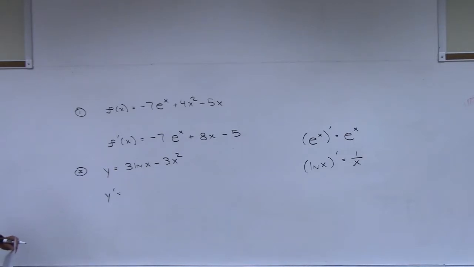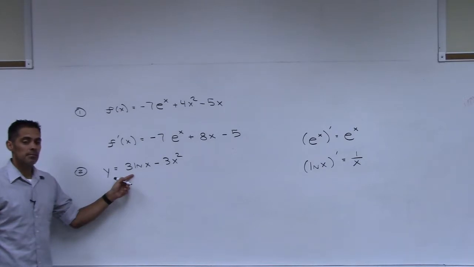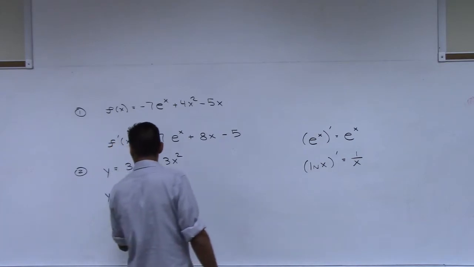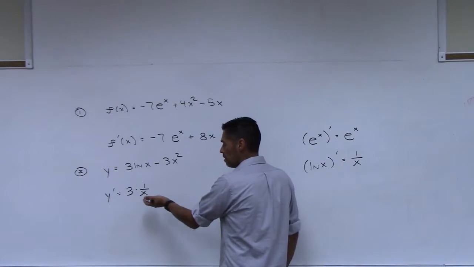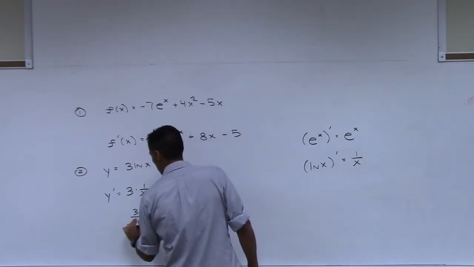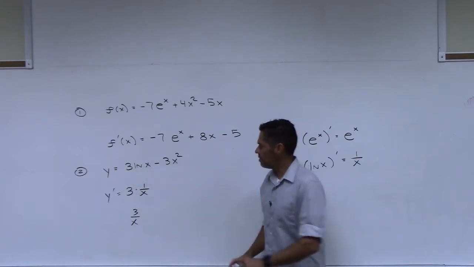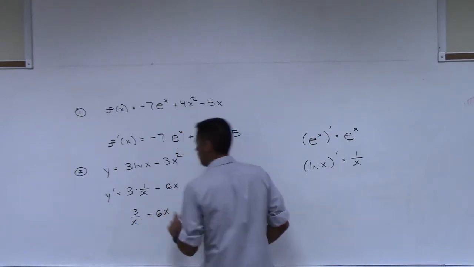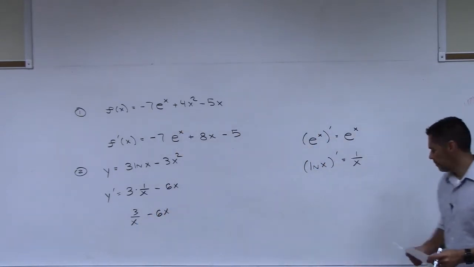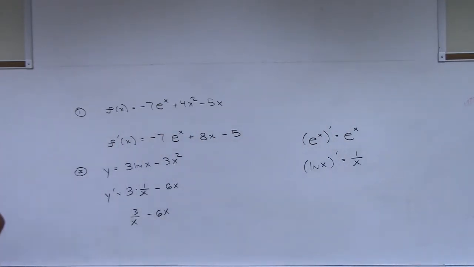All right, so what do we have? 3 over x. Okay, so you can write that two different ways. You can write that 3 times 1 over x. That would be correct. Or you could write that as 3 over x. Those are the same thing. Okay, so that's the derivative of this, and then minus 6x. That's it. Okay. You probably just want me to give you like 10 of those problems, right? And that'll be it. That's a test.